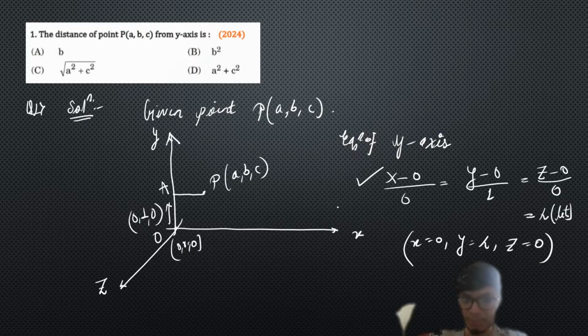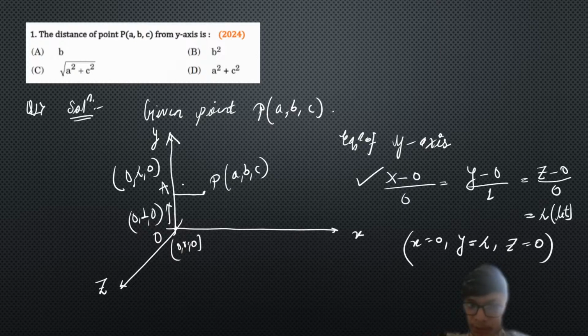Now if you understand this, let us say we have the point A as (0, lambda, 0). So we just try to make this a vector. We try to find out what our vector AP is. So vector AP will simply be equal to the position vector OP minus the position vector of A.